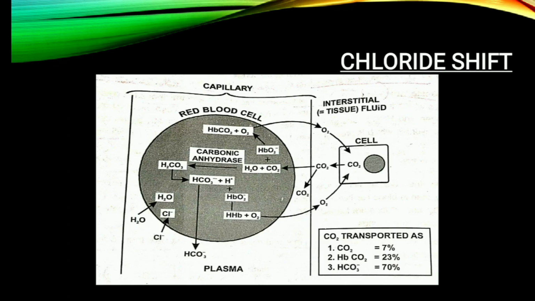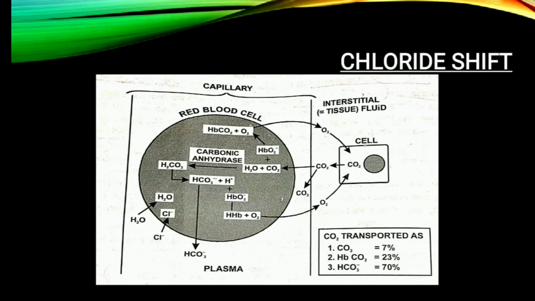During external respiration, chloride ions move out as the bicarbonate ions move in. This is called the reverse chloride shift. During external respiration, the same process gets reversed, and this is known as the reverse chloride shift. Clear?